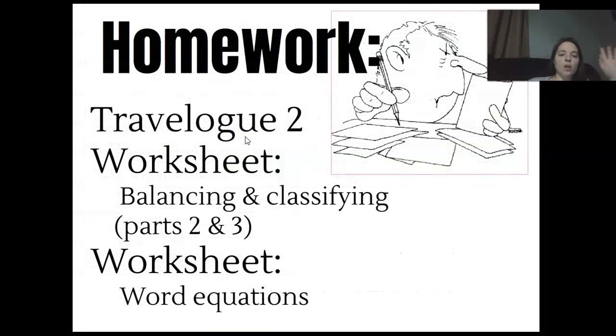All right, homework. Finish up the travelogue 2. Balancing and classifying parts 2 and 3 in the worksheet, and the word equations. I know it's a lot of green pages. Just work through them. You already did the hard part in the worksheet for balancing and classifying from equation 1. All you have to do is classify it, and I think add the phases to it.